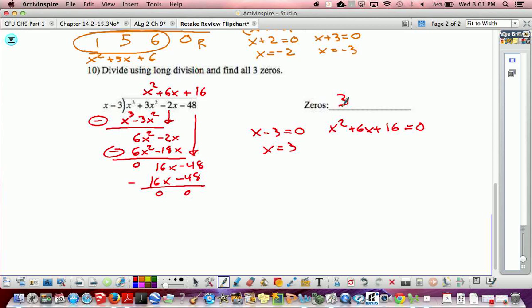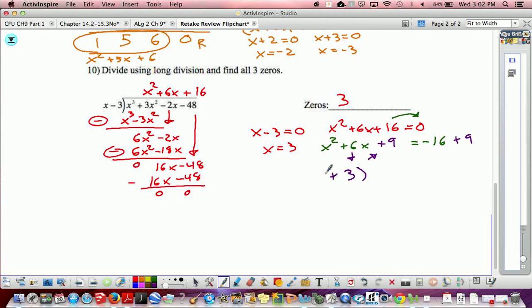But this one, I got to take a little bit further. Factors of 16 that add up to 6. I know some of you are going to go 8 and minus 2, but that multiplies to negative 16, not 16. So I have to solve it either with the quadratic formula or complete the square. Watch this move. I'm going to do complete the square, just to be different. Move the 16 over. X squared plus 6x equals negative 16. Now let's complete the square. Half of 6 is 3. 3 squared is 9. If I add 9 to one side, got to add 9 to the other.